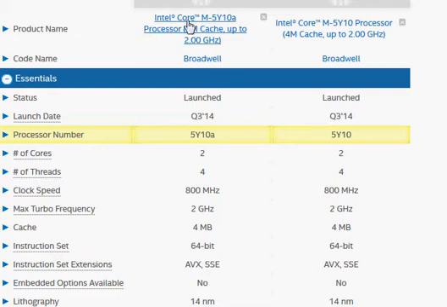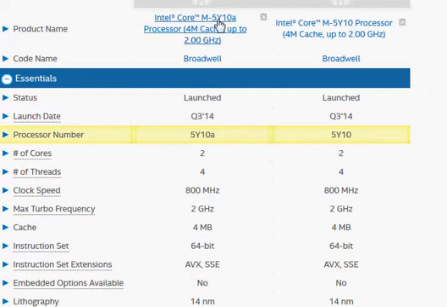Intel has done away with the Core i3, Core i5 and Core i7 nomenclature starting with Broadwell. They have a new code name, and they are calling it Intel Core M. So we will see the different series of Core M.